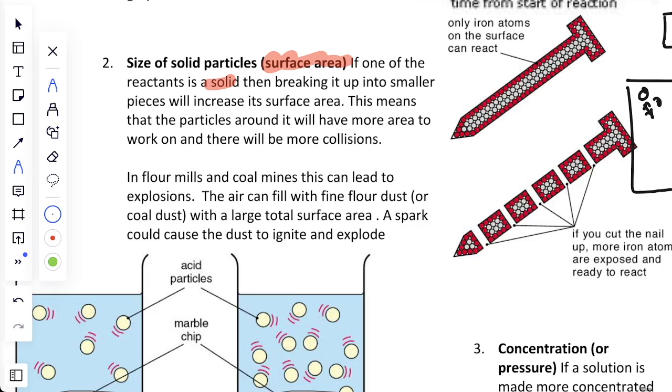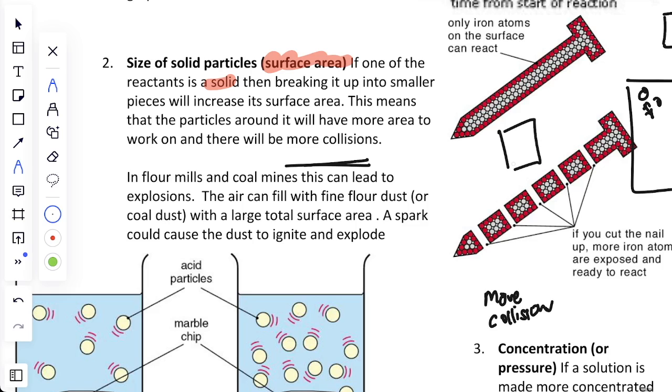And when there are more collisions, what happens? More collisions equals a faster rate of reaction. The main thing you need to understand here is more collisions equals a faster rate of the reaction. Here they've given an example of a nail, and only iron atoms on the surface can react. So we have an iron nail, and I've split it into pieces. This increases the surface area because we have more pieces. That means the rate of the reaction of whatever the nail is doing will increase.